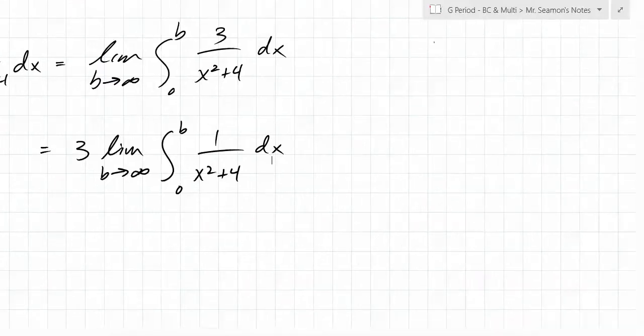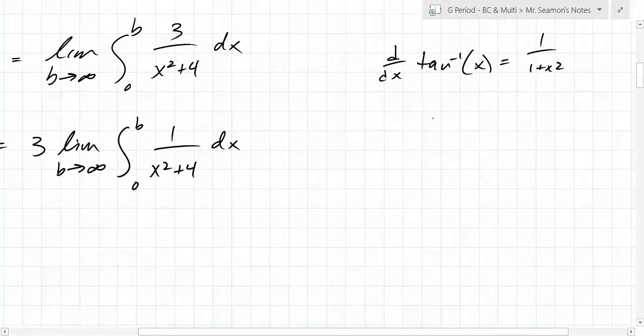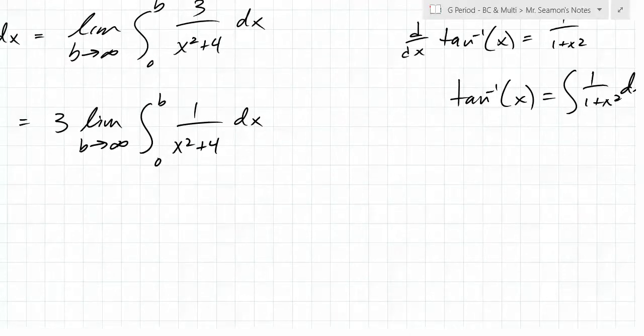And just to remind everybody, what's the first derivative of tan inverse of x? What does that equal? 1 over 1 plus x squared. So if you integrate both sides, tan inverse of x is equal to the integral of 1 over 1 plus x squared dx, right? So what's the one number that makes this just a little bit more entertaining for us? The 4. We don't like it, though. It's not cool.